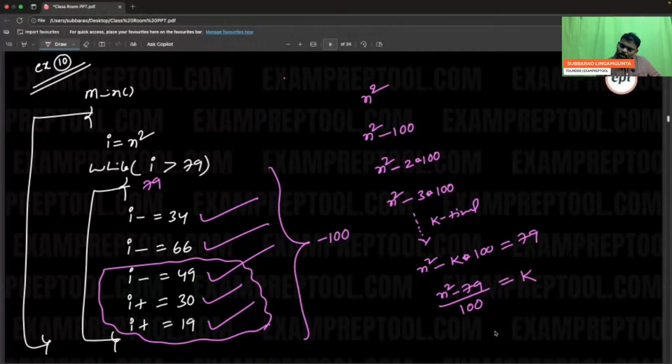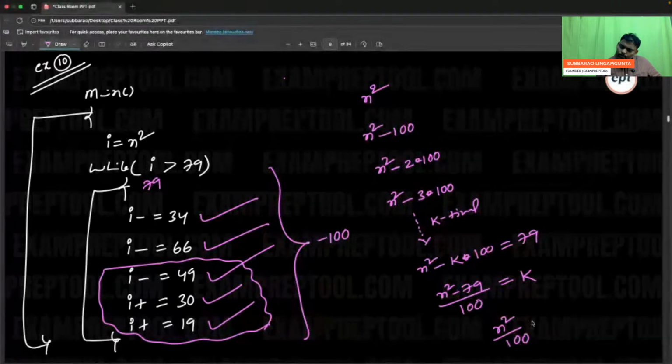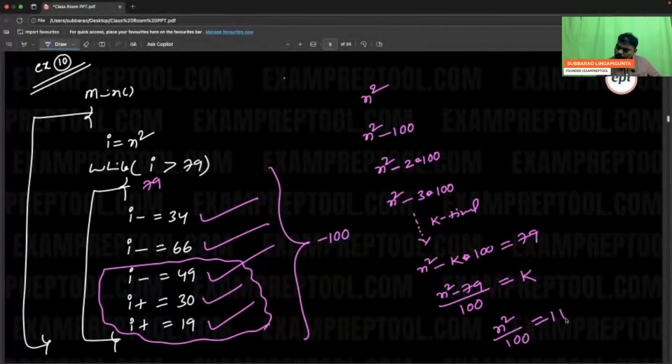So forget about constants and all. It became approximately n square by 100, which is equal to k, approximately. So finally, if you forget the constant, answer is big O of n square. Very simple. Always you are doing minus 100, right? N square by 100. Always you are doing plus 100, same, n square by 100.